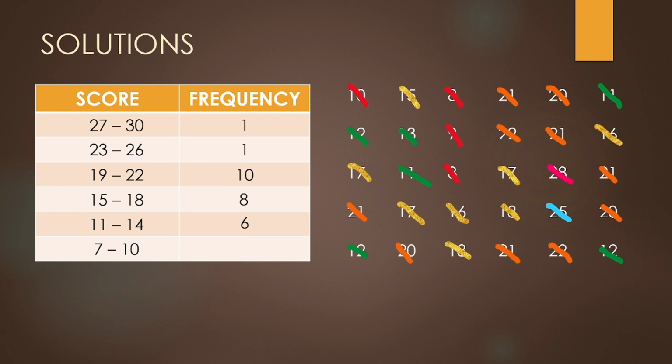So we have 4. Now to check, the total of the frequency must be equal to 30. Right? So that's how we construct the frequency distribution table.